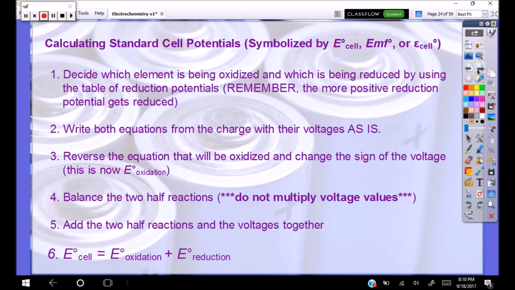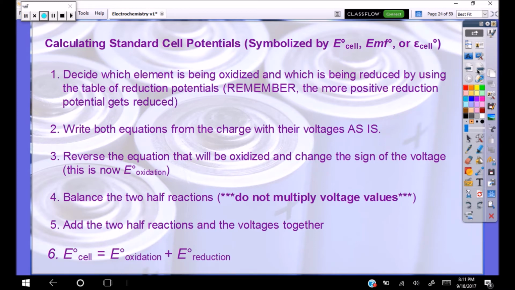Okay, this part's really important. We've got calculating standard cell potentials. So we need to be able to differentiate between the element being oxidized and the element being reduced. And we want to do this by using our table of reduction potentials. We need to remember that the ones that are more positive get reduced. So we also therefore need to remember that when we get reduced, that means our charge is decreasing. So if we're really positive, we're becoming less positive. If we are negative, we're becoming more negative.